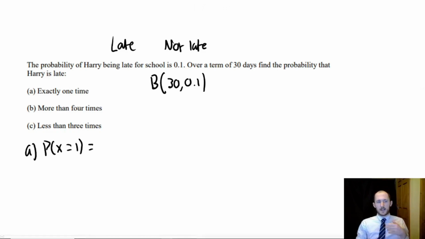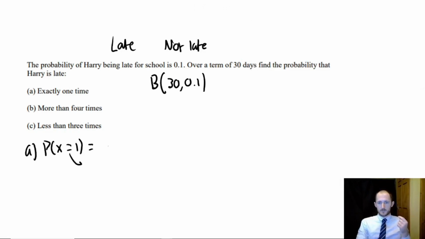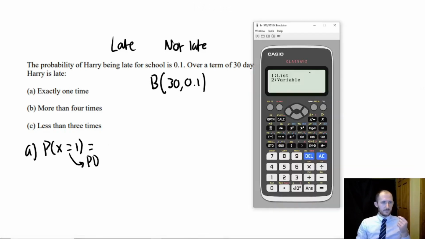So again, hopefully that clicks into your mind that you're going to be using binomial PD, so probability distribution, because again, it's an equal sign. So we're going to be using PD. Okay. Then again, we're going to use variable. So here, x is exactly 1 time.